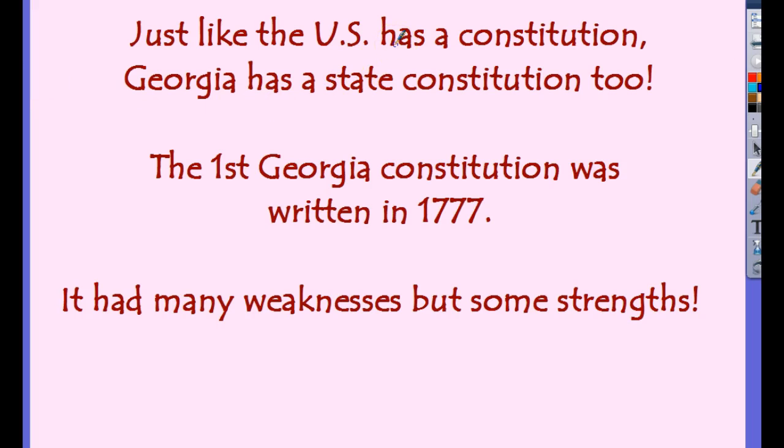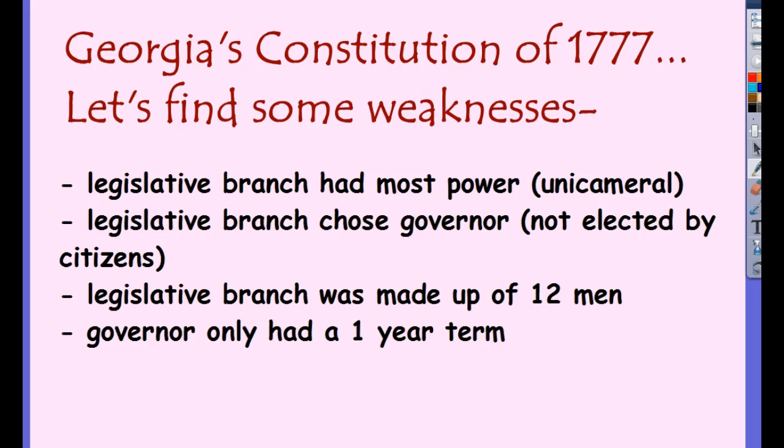All right. Just like the U.S. Constitution, Georgia has a state constitution. Every state needed to have their own written form of government. The first constitution we wrote, which was in 1777, was written and made after the Articles of Confederation, so therefore it was very weak.